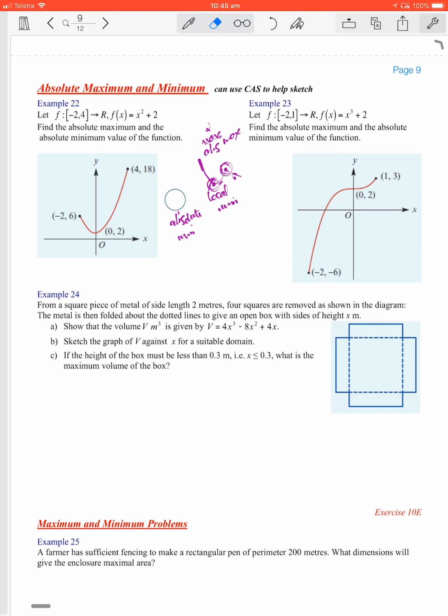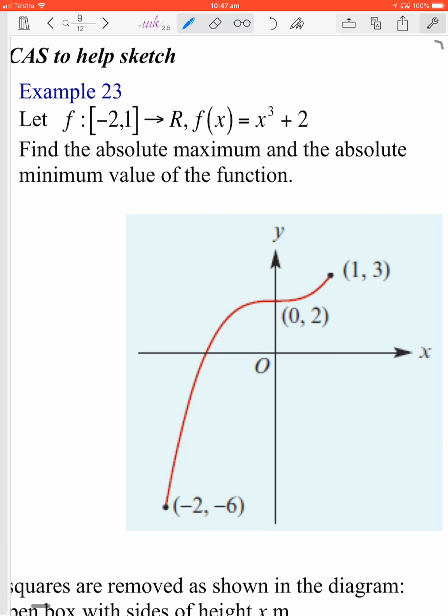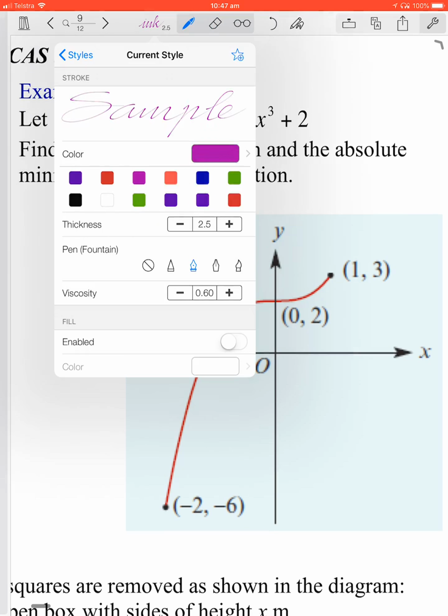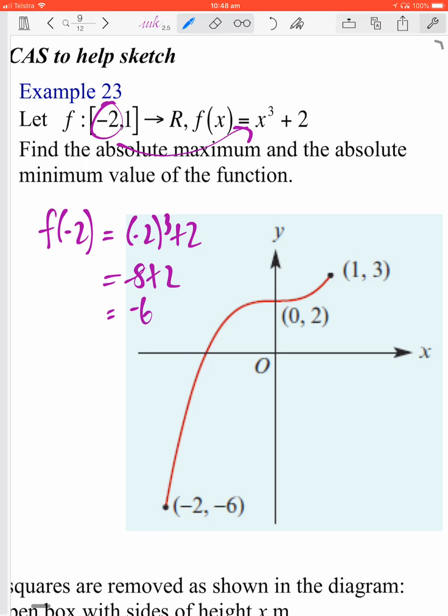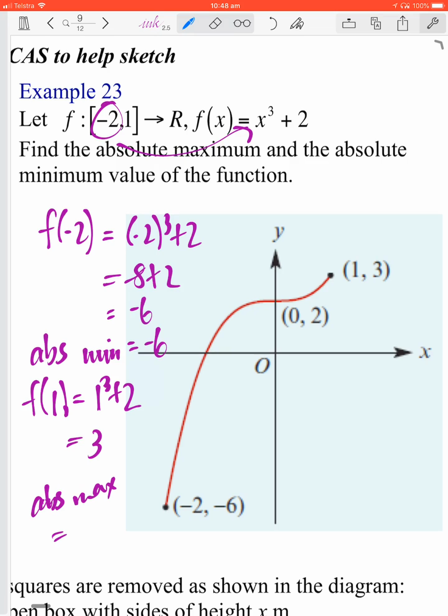Now, here I've got another function. I have x cubed plus 2, between negative 2 and 1. Because this function is always increasing, the absolute max and min are going to occur at the endpoints. So if I put in f of negative 2, that is negative 2 cubed plus 2, negative 8 plus 2, which is negative 6. So that's our abs min, negative 6, because it's our y value. And our max is f of my right-hand point, which is 1 cubed plus 2, which is 3. So my abs max is equal to 3.